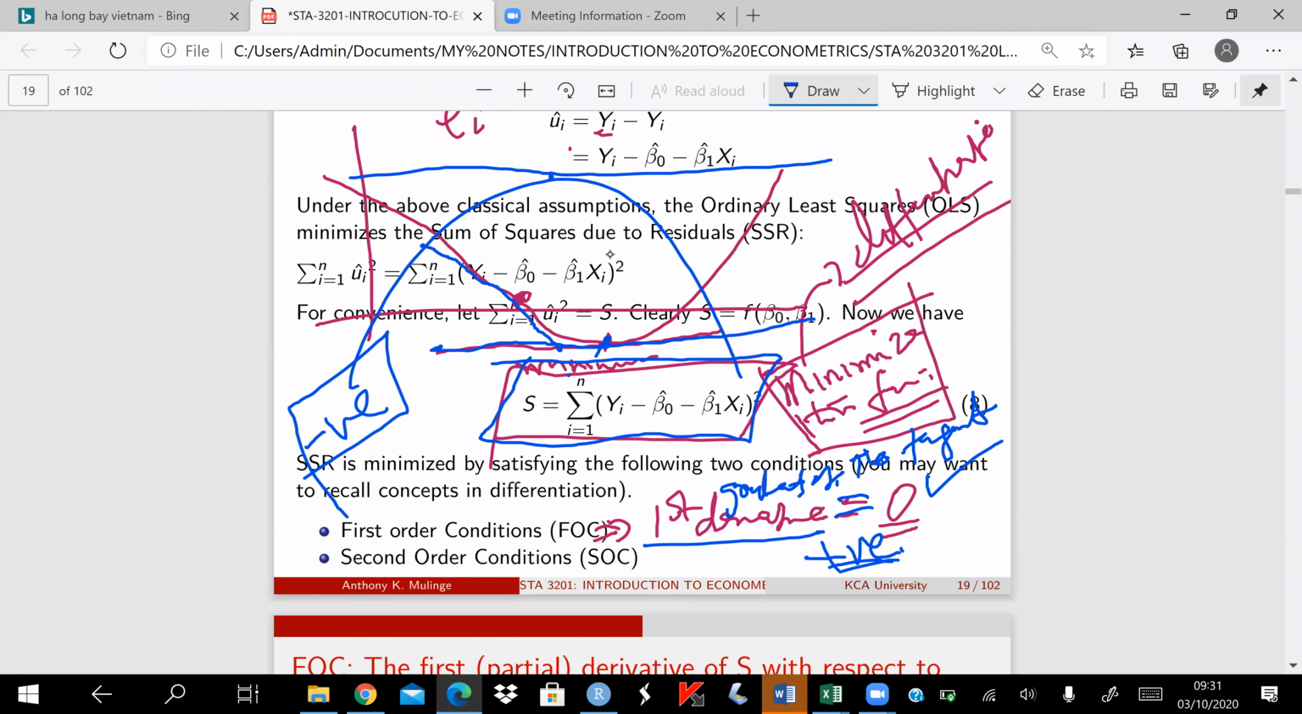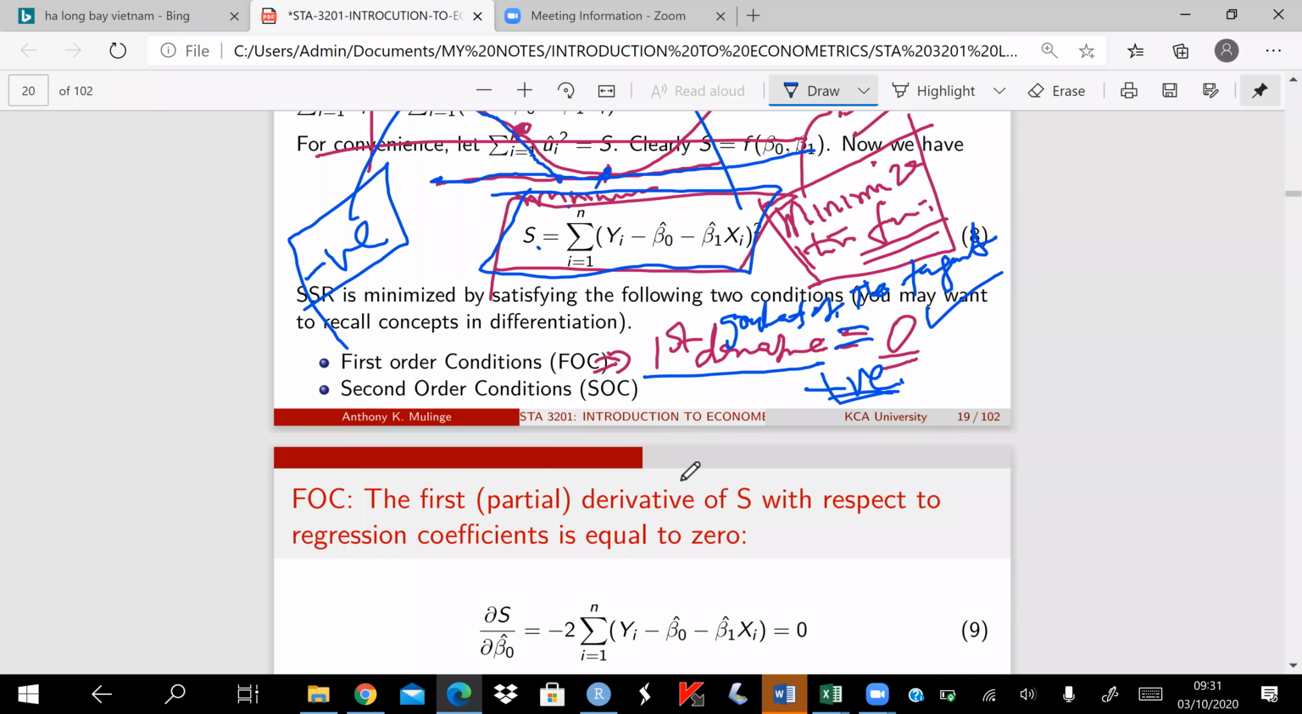So we have to differentiate this function for the first time, and you equate to 0. Then for the second time, you confirm that the value you are getting is actually a positive number. That will confirm to you that you have a minimum, you have minimized S.